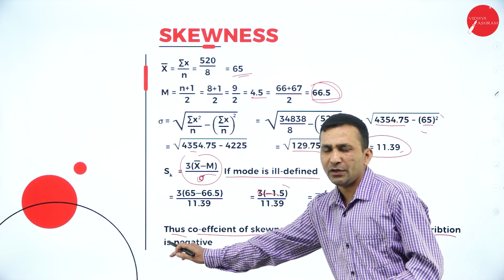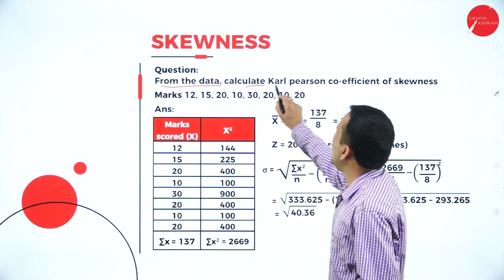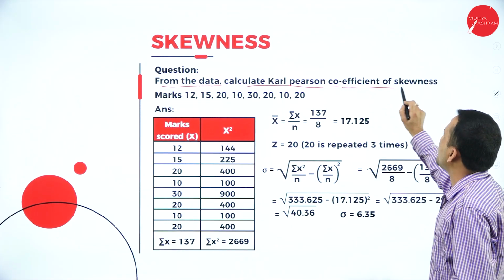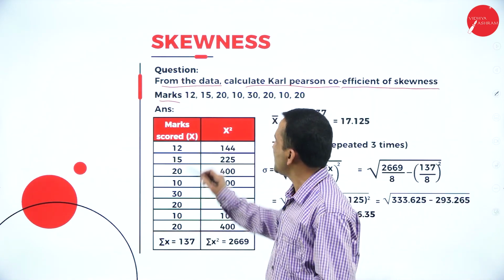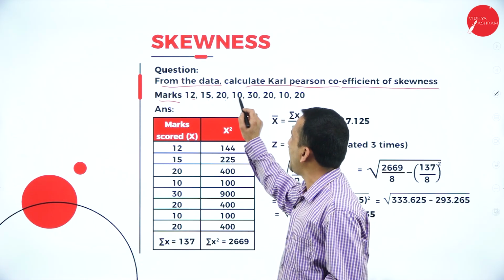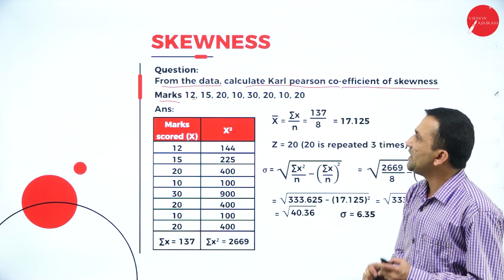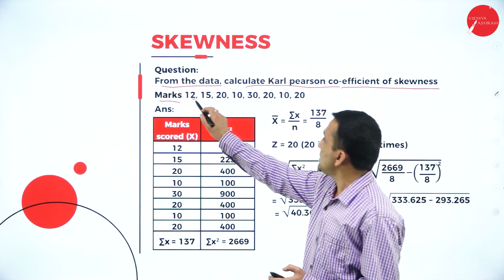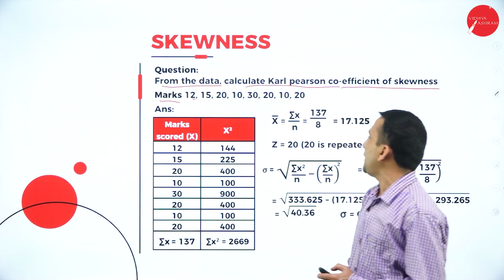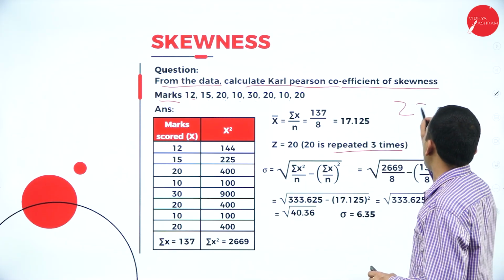I hope you understood. Moving forward, second question. From the data, calculate Karl Pearson coefficient of skewness. The X series is given, marks are given: 12, 15, 20, 10, 30, 20, 10, 20. Now which number is repeated the most number of times? Here in this case 20 is repeated 3 times. So we can say the mode is 20.